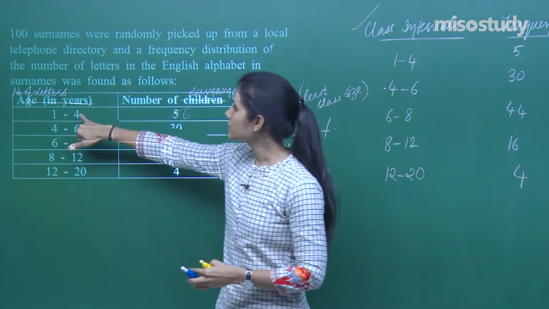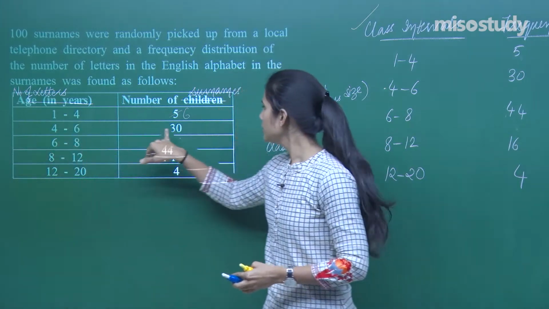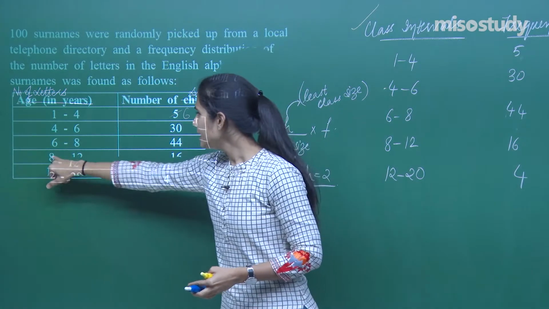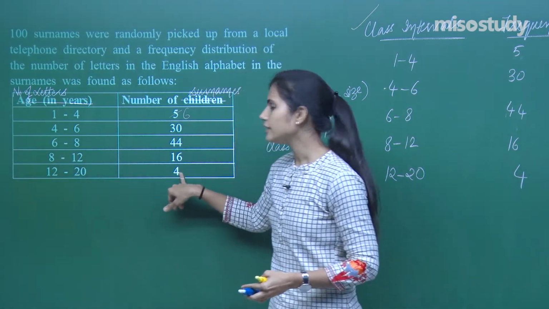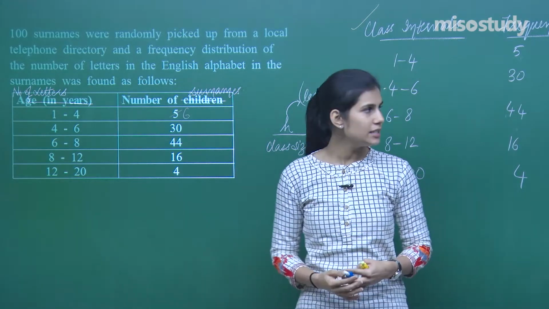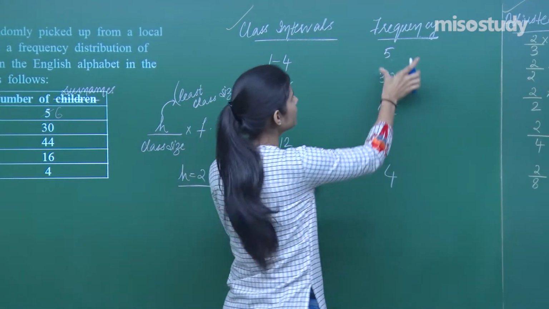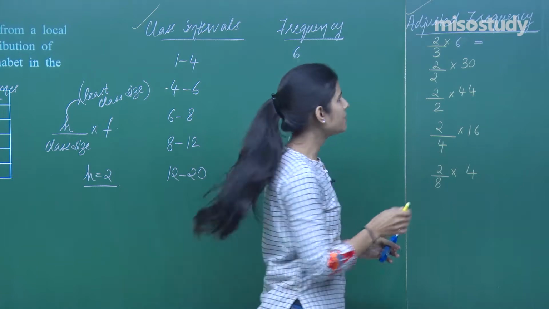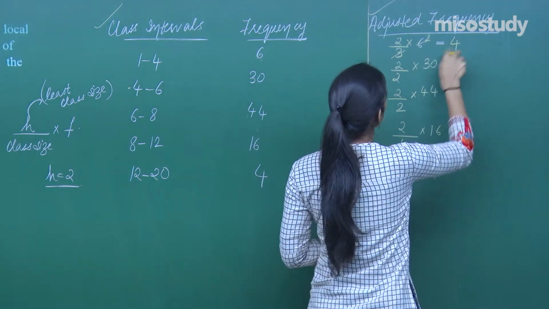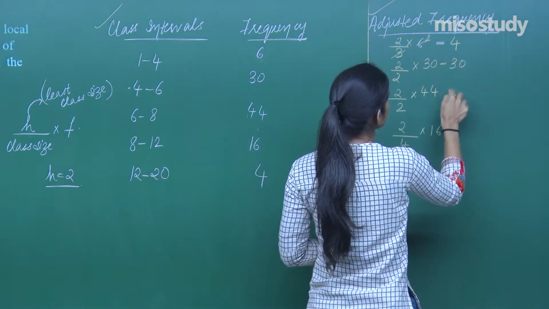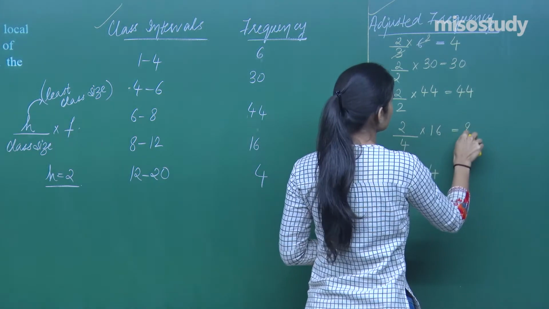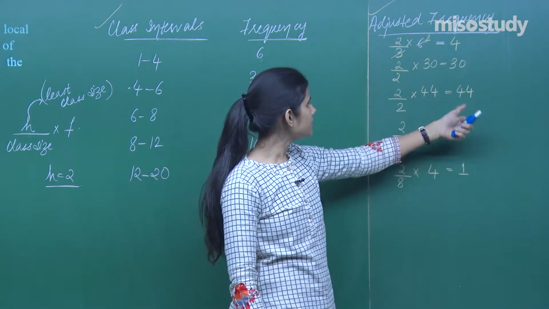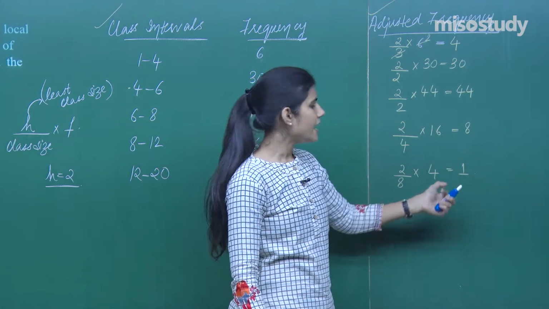There are 6 surnames consisting of letters 1 to 4. 4 to 6 letters are there in 30 surnames, 6 to 8 letters are there in 44 surnames, 8 to 12 letters are there in 16 surnames and 12 to 20 letters are there in 4 surnames. You have to draw a histogram for that. As you are calculating the adjusted frequency, here the frequency is 6, so this will be 2 upon 3 into 6. What will be my adjusted frequency? This gives you 4, this gives you 30, this gives you 44, this gives you 8, and this gives you 1.